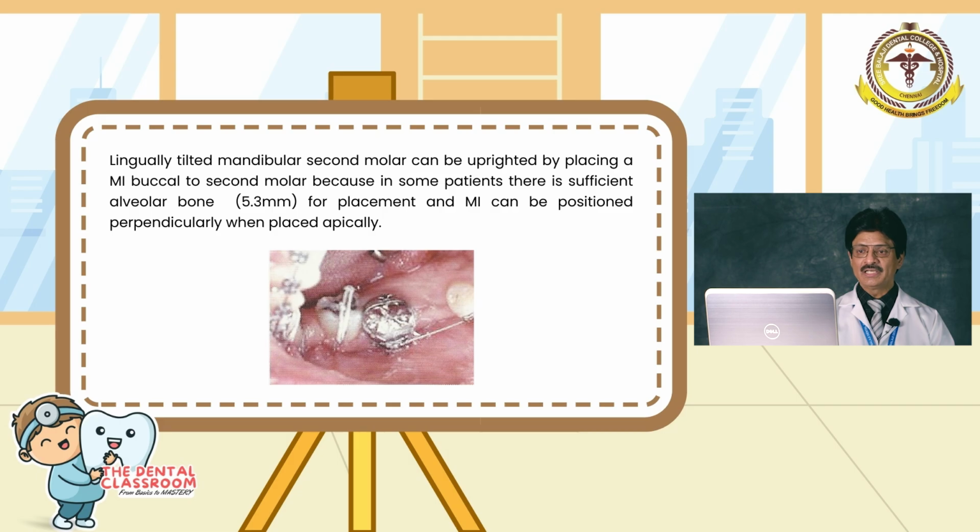So you can see here a lingually tilted mandibular second molar being uprighted by placing a microimplant buccal to the second molar, because in some patients there is sufficient alveolar bone, about 5.3 mm, for placement, and the microimplant can be positioned perpendicularly when placed apically.